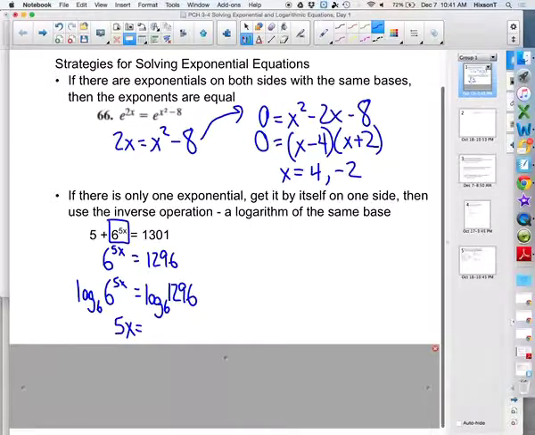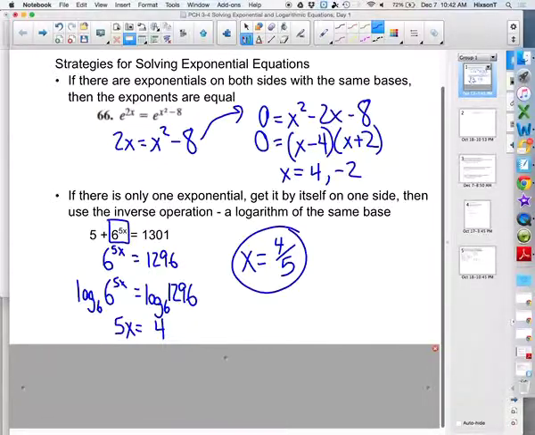And someone with a calculator can find for us the log base 6 of 1296. This is where you might have to use the change of base formula if you don't have a calculator that can do that base. It turns out to be 4. 6 to the 4th power is 1296. So that means x has to equal 4/5.